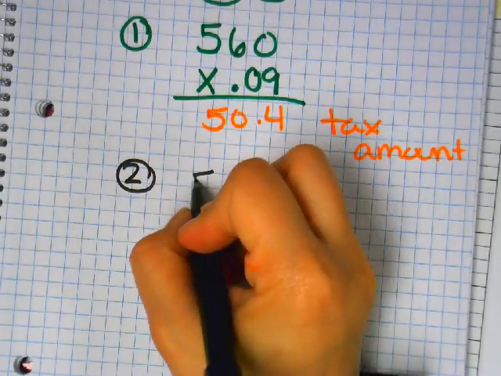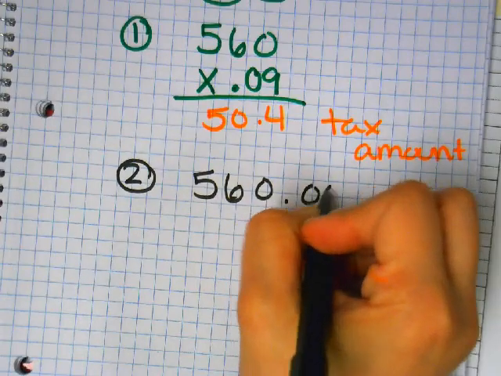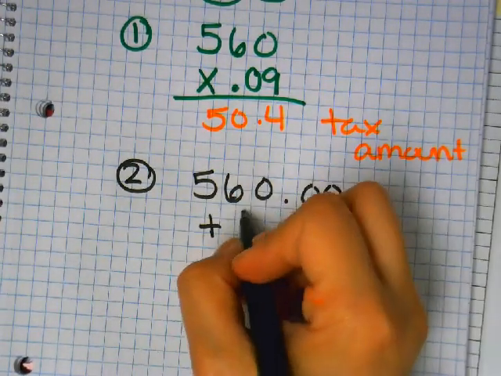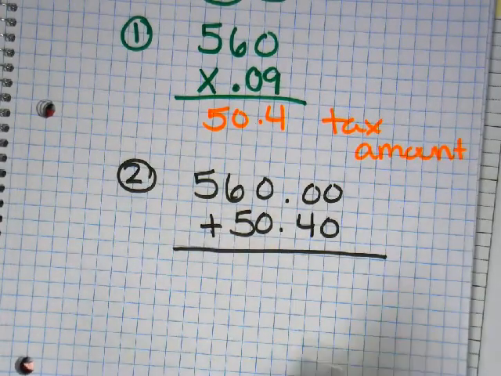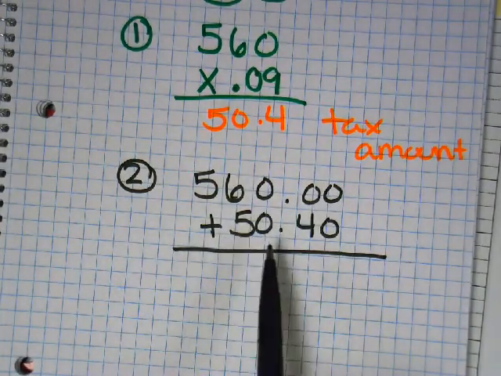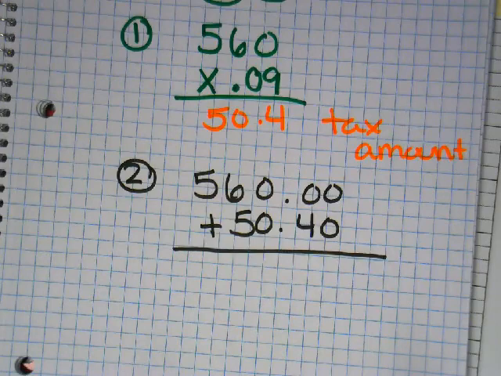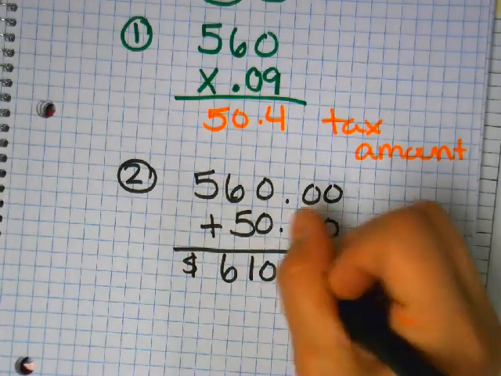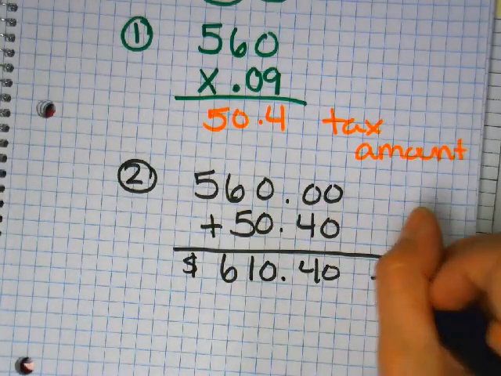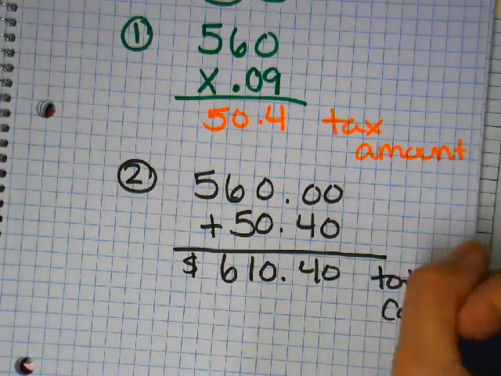Step number 2. We're going to take 560.00 and we're going to add 50.40. 560 plus 50.40 is 610.40. This is your total cost.